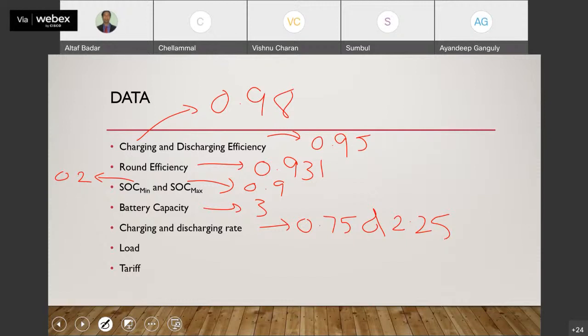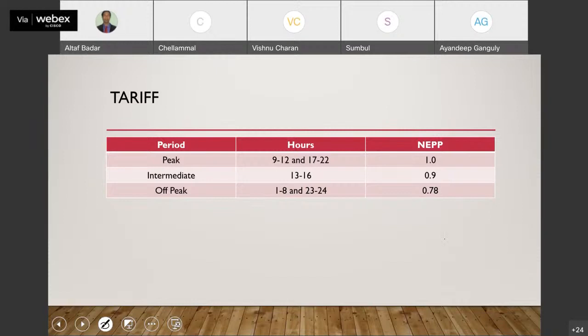As far as the tariff is considered, this is the tariff that we are going to have. I have already put it as NEPP. We are not going into the actual values. From morning 1 to 8, there are 24 hours that we have listed. We can say evening 11 to morning 8, the price will be 0.78, that is off peak. Afternoon 1 o'clock to 4 o'clock 0.9, and the remaining time it will be 1. So now we know when we will be paying more and when we will be paying less.